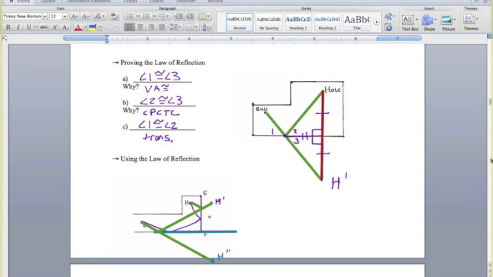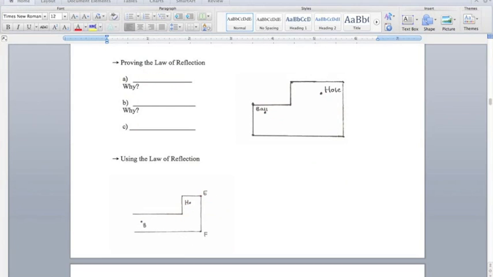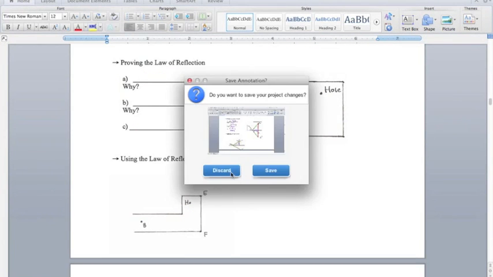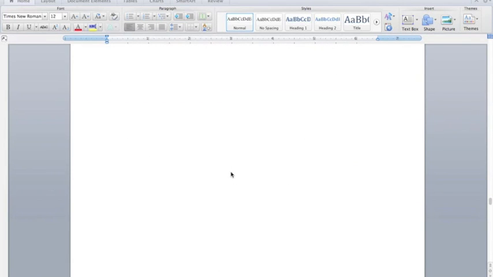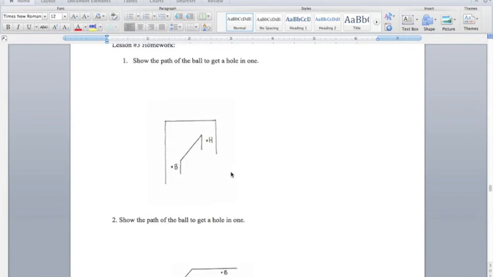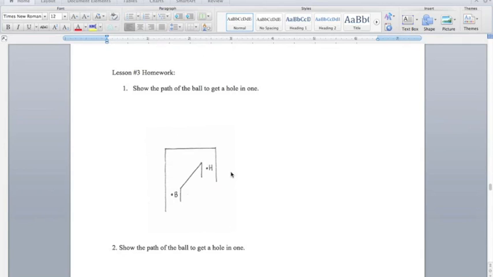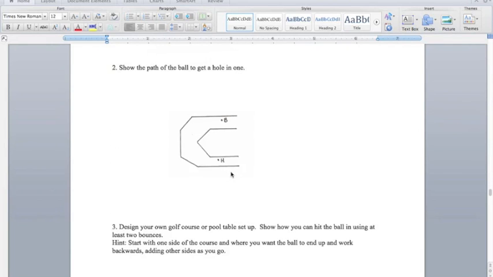For your assignments, at the end of the packet is your assignment page. There are 3 problems. So the first one, show the path to get a hole in one. I'm gonna tell you problem 1 you can do with 1 bounce. Problem 2, you're gonna need 2 bounces. Problem 3, design your own mini golf hole or pool table setup, and you must use at least 2 bounces.